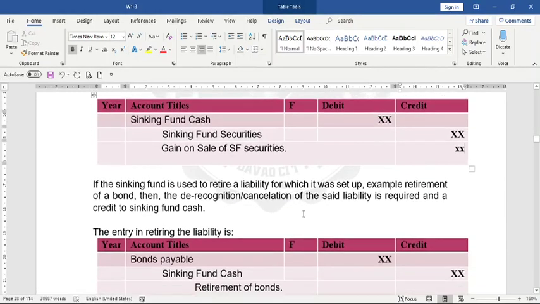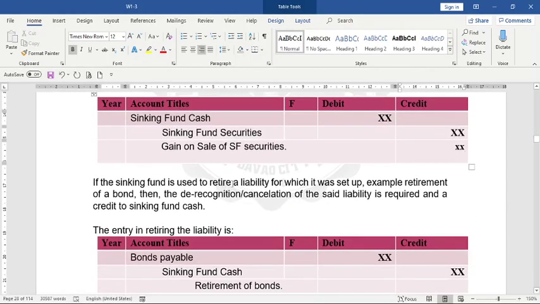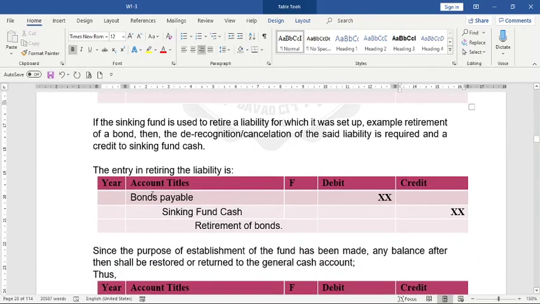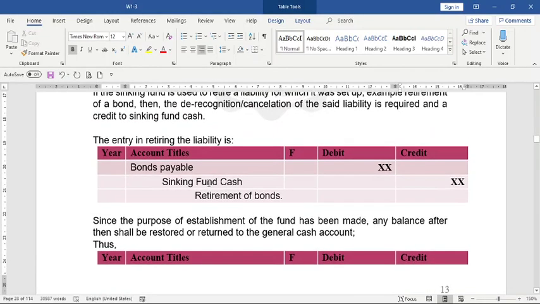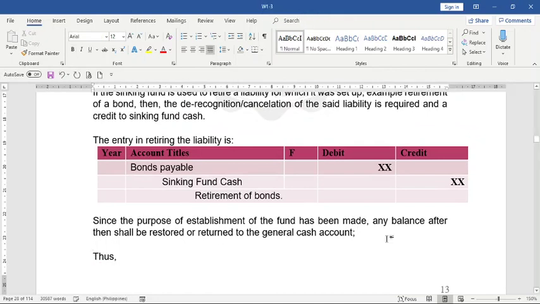Okay? So, if the sinking fund is used to retire a liability for which it was set up, example, there is retirement of bonds. Kasi depende kasi yung company kung anong gusto niya sa sinking fund. So, pwede niya i-retire ang kanyang bonds. So, if this is for retirement of your liability, of course, tanggalin mo si bonds payable and then babayaran mo from your sinking fund cash. So, debit bonds payable and credit sinking fund cash. Okay? Since the purpose of the fund has been made, kasi nawala na, na-establish na yung purpose.